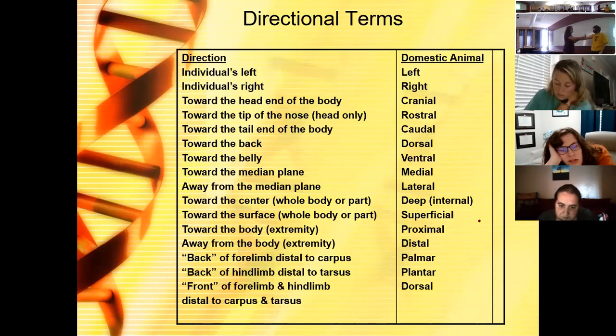This is your elbow, right? This is your tarsus. If we're moving in this direction towards your body, it's proximal. If we're moving away from your body, it's distal. Tell me where your wrist is compared to your elbow. Proximal. So what direction, if I'm going from your elbow to your wrist, what direction did I have to go? From your elbow to your wrist.